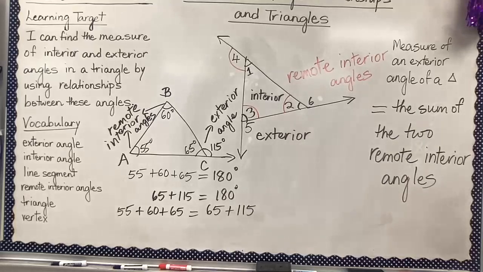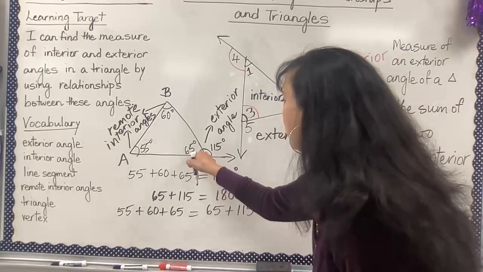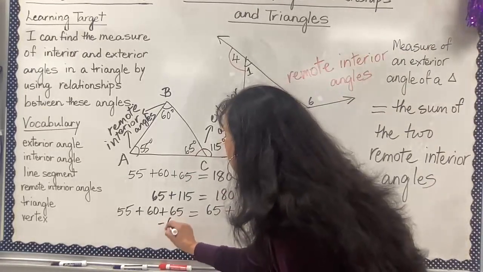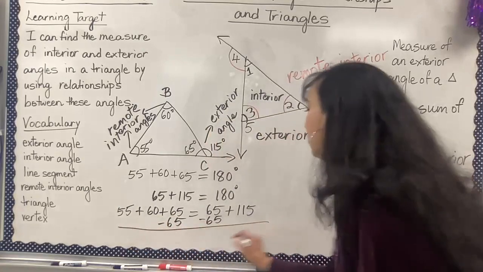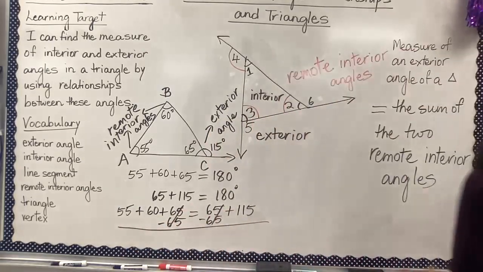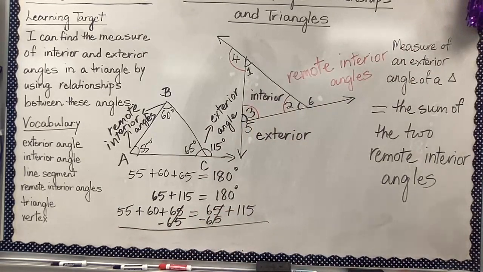So I've written out the equation, and then what I'm going to do is subtract 65 from each side. So minus 65, minus 65. And so what am I left with? I'm left with 115 is equal to 115.